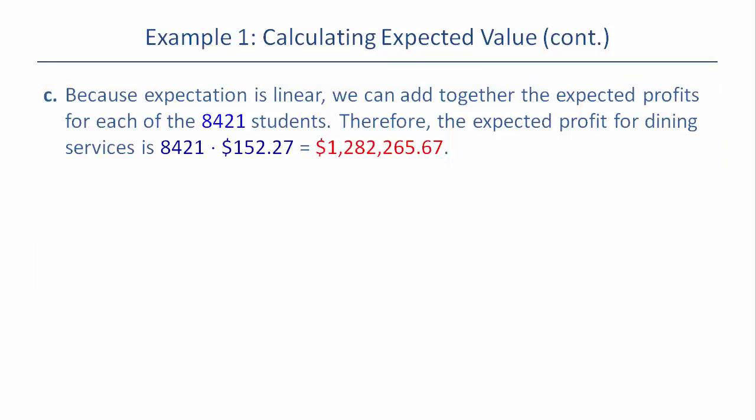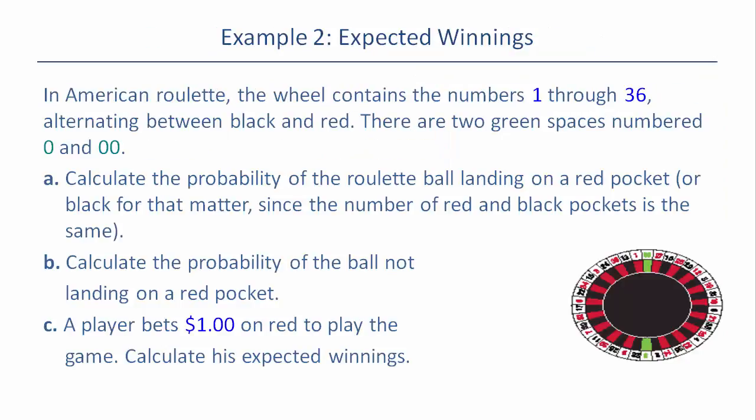off of meal plans. Okay, a second example, roulette wheel. Same principle, right? We still have probabilities of outcomes, and those outcomes have numbers, right? In this case, the number that you see on the wheel. So we can still calculate expected probabilities, expected winnings.